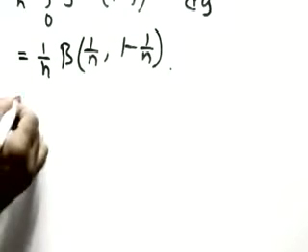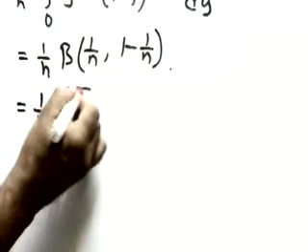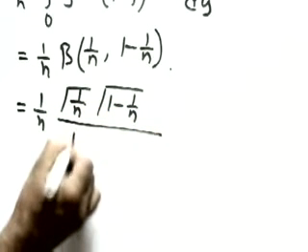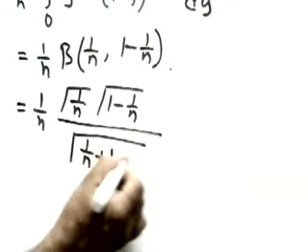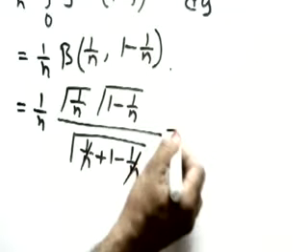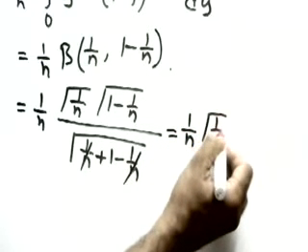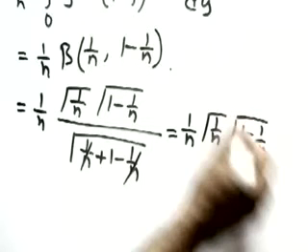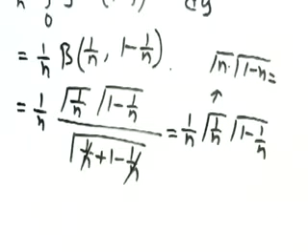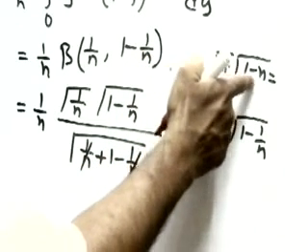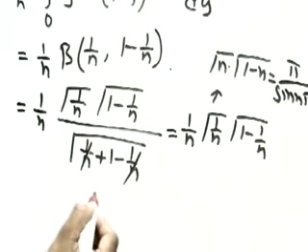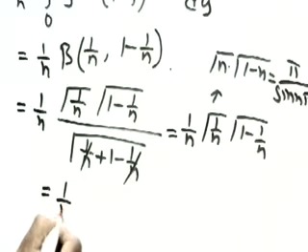After changing into beta, we know we have to change into gamma. So this will be 1 by n into gamma of 1 by n into gamma of 1 minus 1 by n divided by gamma of 1 by n plus 1 minus 1 by n. So the plus 1 by n and minus 1 by n get cancelled. What is left here? 1 by n into gamma of 1 by n into gamma of 1 minus 1 by n. Watch here, we wrote one formula like this: gamma of n into gamma of 1 minus n. You see, in the starting we wrote a formula like this. Gamma of n into gamma of 1 minus n is pi by sine n pi.